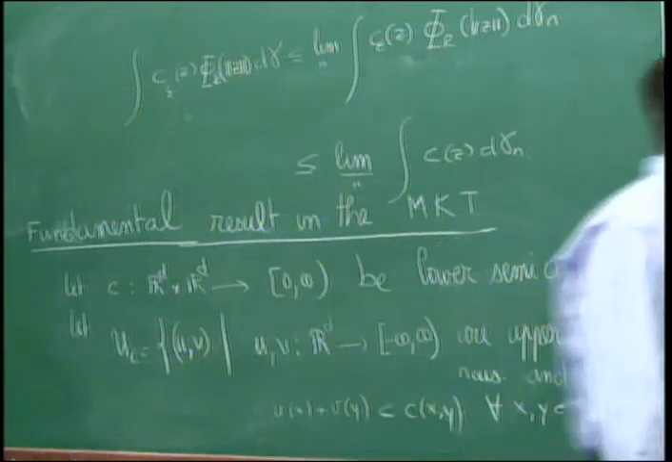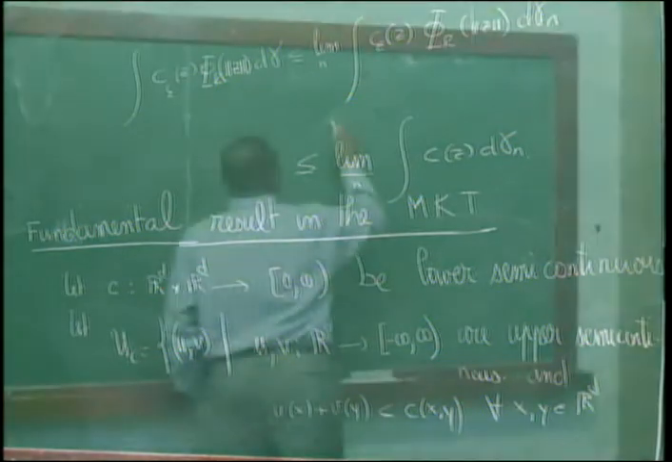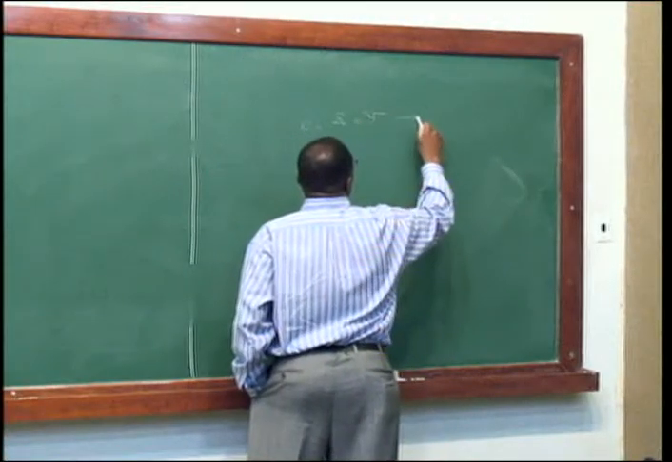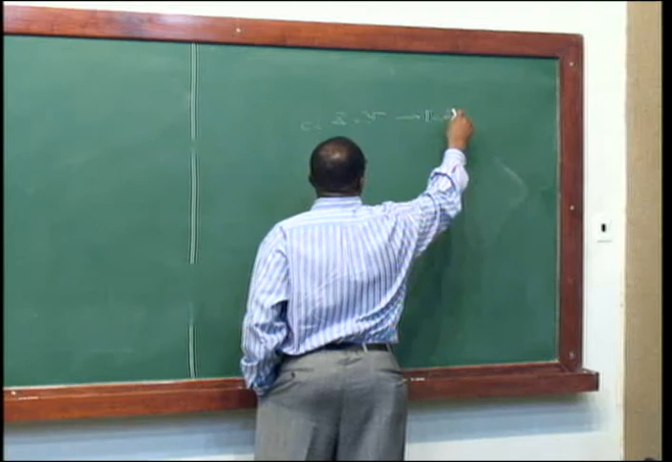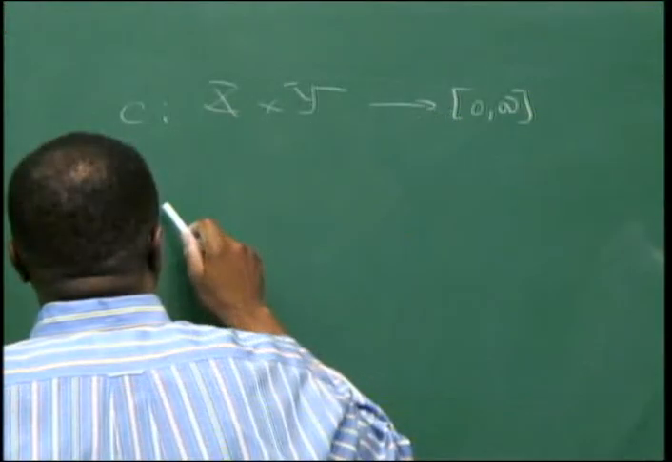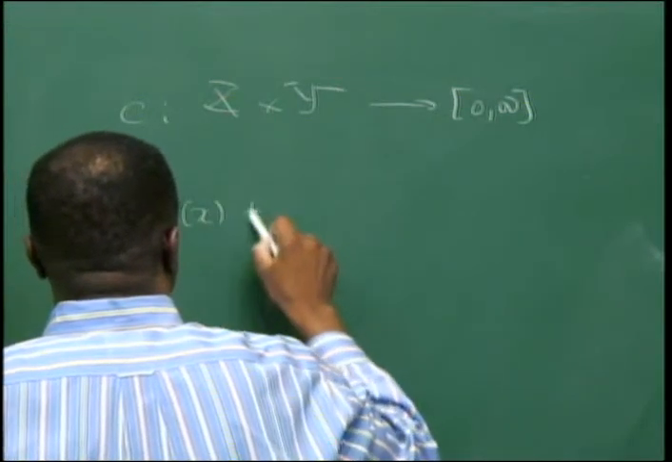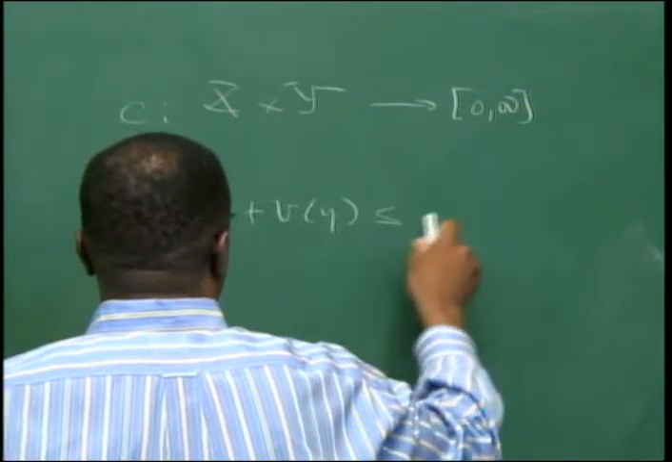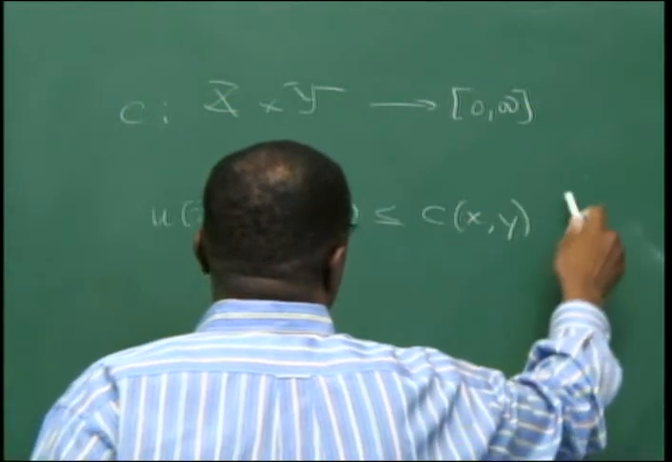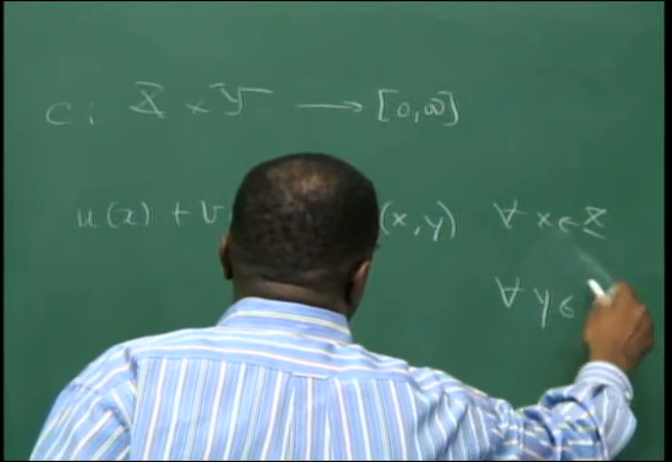So in the general theory, people will consider C from X cross Y to 0 plus infinity, lower semi-continuous. So X and Y are topological spaces, and u of x plus v of y will be less than C of x, y for every x in X and every y in Y.